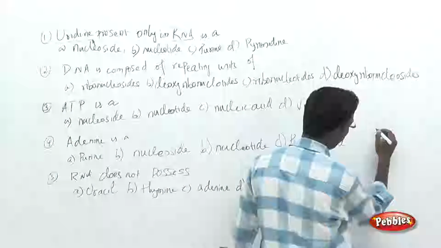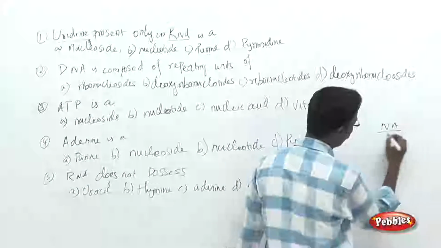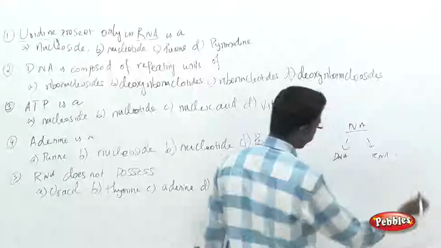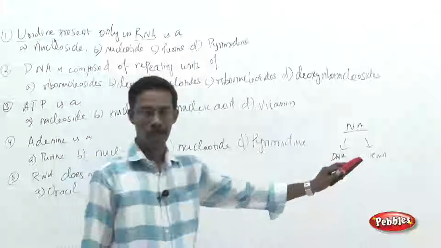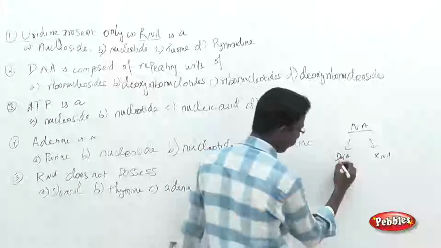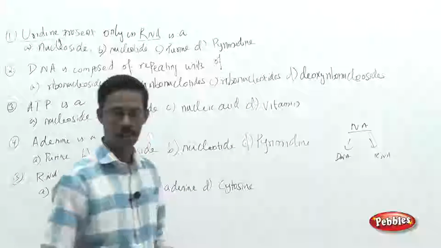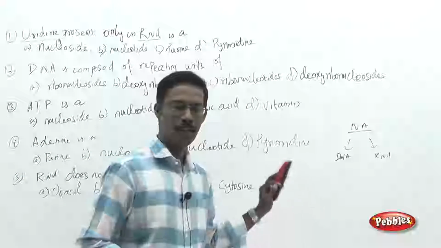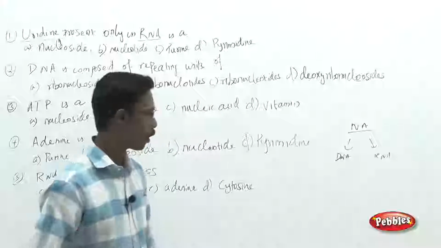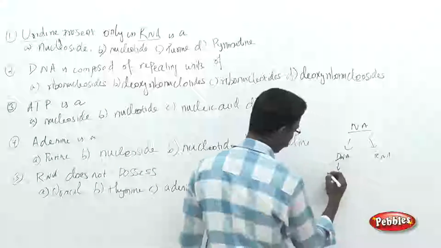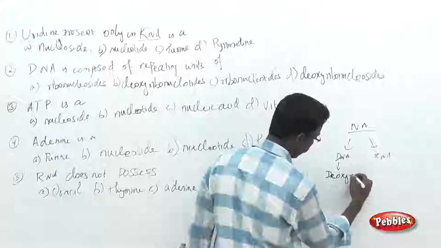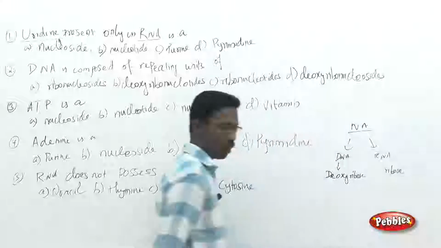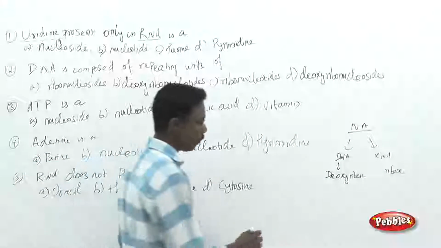As we all know, there are two types of nucleic acids: DNA and RNA. What is the major difference between these two? DNA refers to deoxyribonucleic acid, RNA refers to ribonucleic acid. Why are we calling this deoxyribonucleic acid? Because here the ribose sugar is a deoxy sugar, deoxyribose sugar. Over here it is the normal pentose ribose sugar. So this is the major difference.